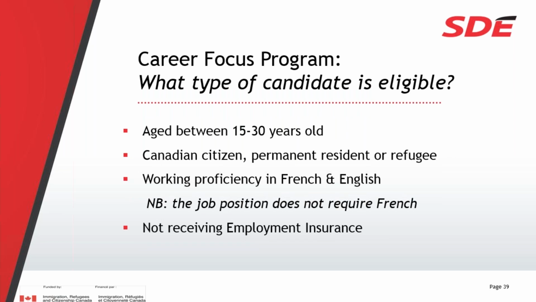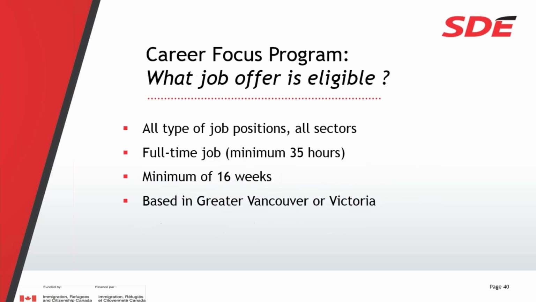What type of candidates are eligible? Well, they have to be aged between 15 and 30 years old. They are Canadian citizens, permanent residents, or refugees, so no issue with any visa in this program. They have to speak French and English, but no level is required, and the job position doesn't need to require French. The candidate also must not be receiving employment insurance. What job offer is eligible? Well, all types of job positions, all types of sectors, so pretty flexible. Full-time only, minimum 35 hours per week, minimum 16 weeks, and it's based in Greater Vancouver or Victoria.